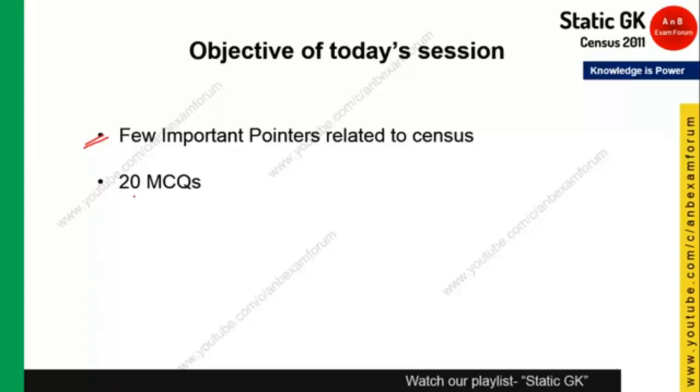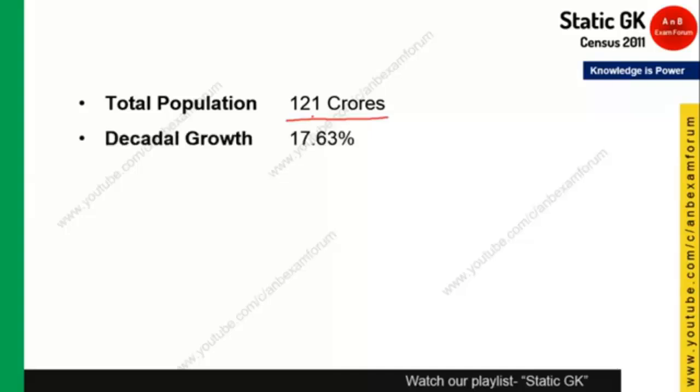The very first important pointer you should know on Census 2011 is that the total population of India is 121 crore, or in other words 1.21 billion. So 121 crore, the figure you should know. Whatever pointers I am giving you are the very basic ones, and at least these you should know.